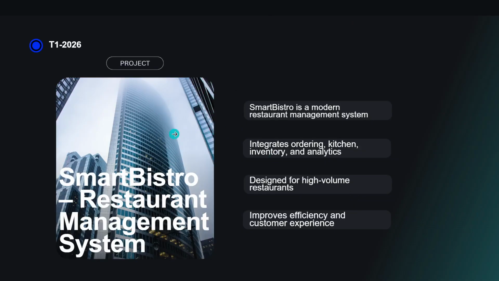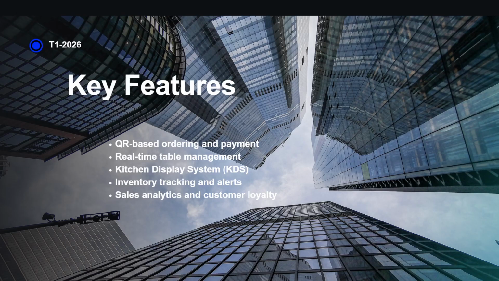So with our project's overview, the Smart Bistro is a modern system designed for a restaurant. It combines ordering, kitchen operations, inventory management, and analytics into one platform. The goal of the system is to improve efficiency and provide a better experience for both customers and staff. What are the key features we have in this project? Our system includes several important features.